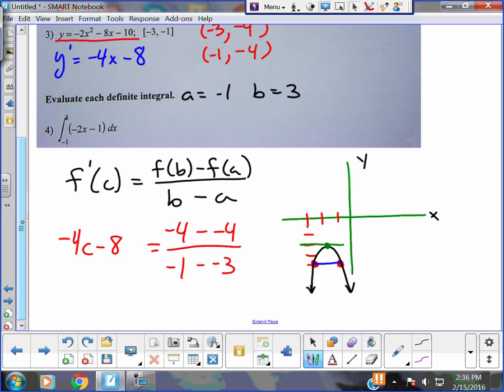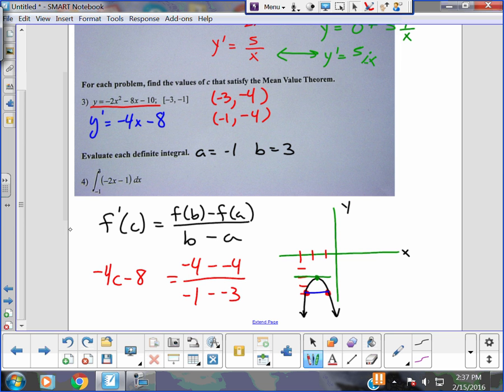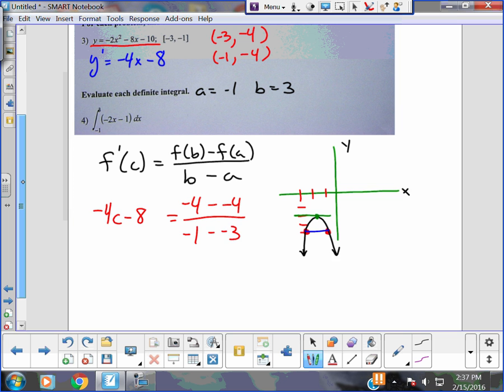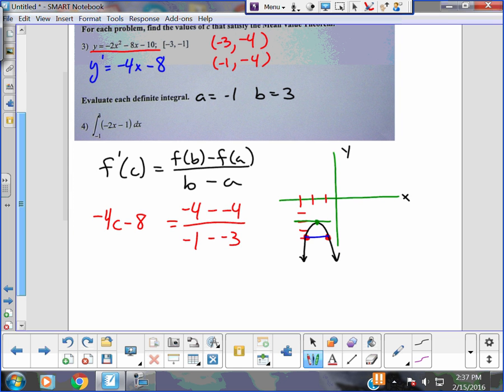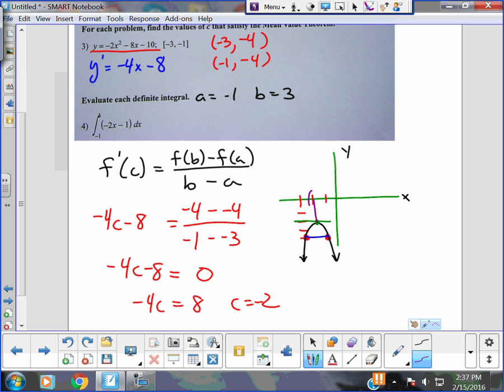So now if I solve this out a little bit, I can get -4C minus 8 equals 0. Add 8 to the other side, and I get C is -2. Big surprise. That's what we knew from our graph. Does everybody agree? We saw that x was going to be -2 because that would have been the vertex of the parabola we graphed. All right. So C this time is -2.